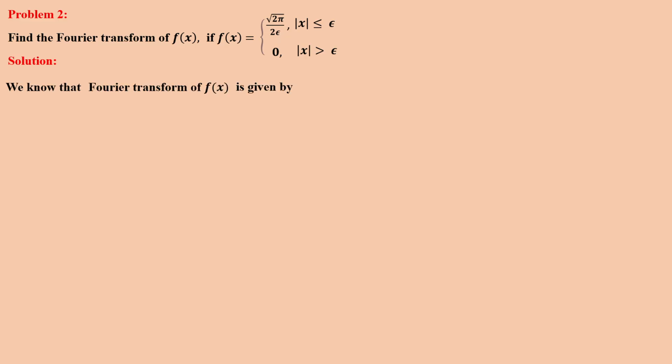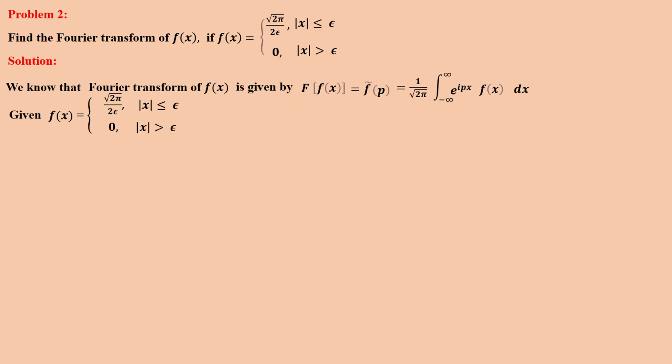So we know that the Fourier transform of f of x is given by f bar of p, which is equal to 1 by root 2 pi integral from minus infinity to plus infinity e power i p x f of x dx. So given f of x is equal to root 2 pi by 2 epsilon when mod x is less than or equal to epsilon, and 0 when mod x is greater than epsilon.